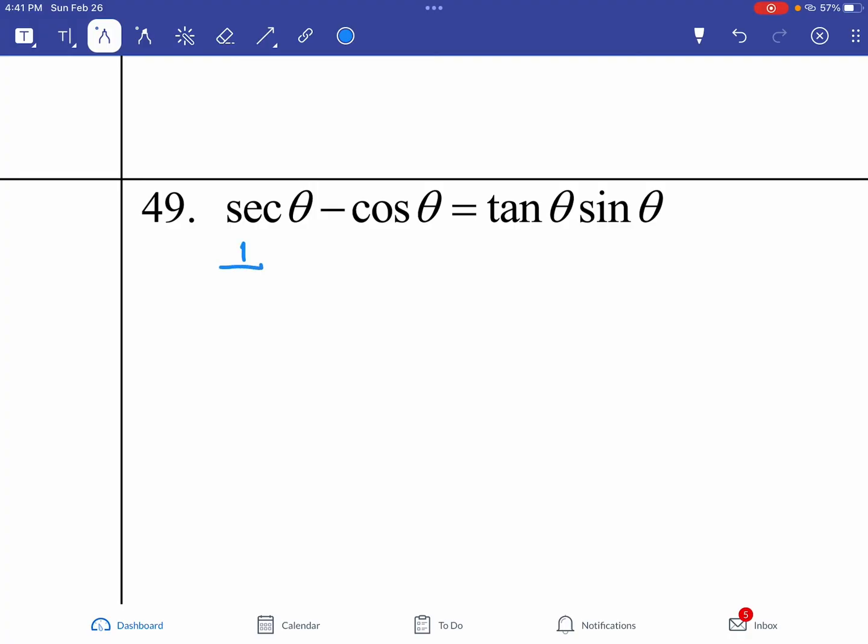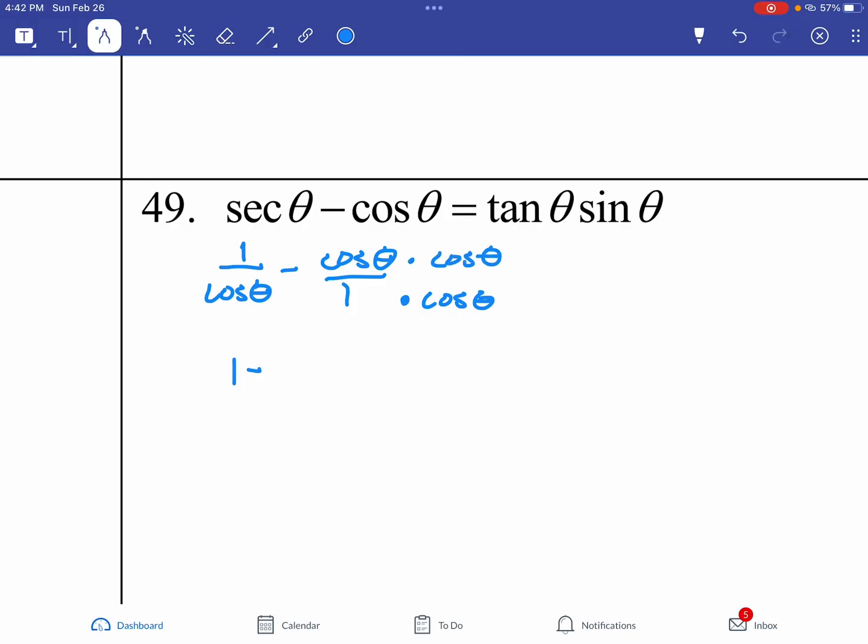Secant is 1 over cosine minus cosine over 1. Now here we have two fractions. You cannot cross out the two cosines because there's a minus sign between the two of them. If there was a multiply, you'd be able to do that, but you can't for this one. So we have to find a common denominator. The common denominator would be cosine. So I'm going to multiply this by cosine, the right-hand side.